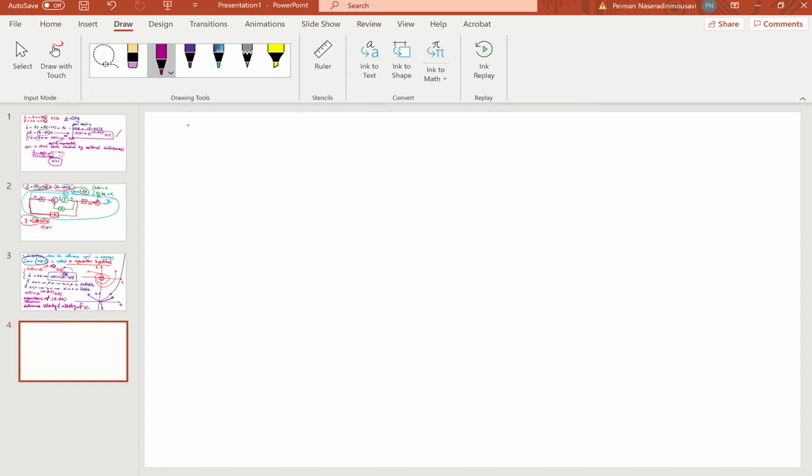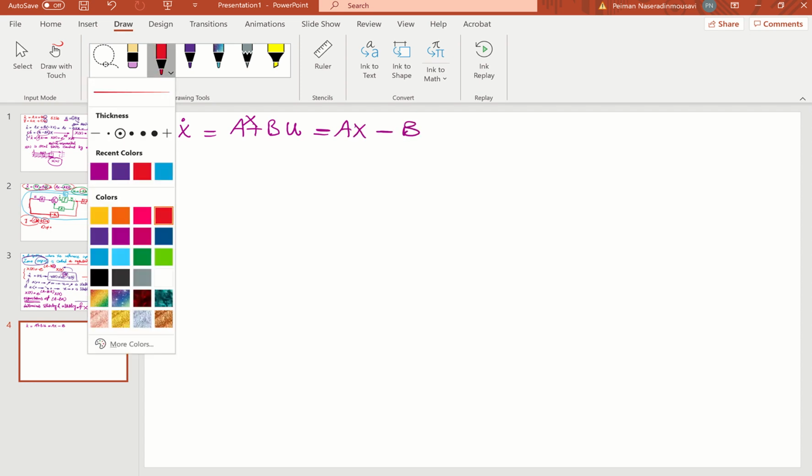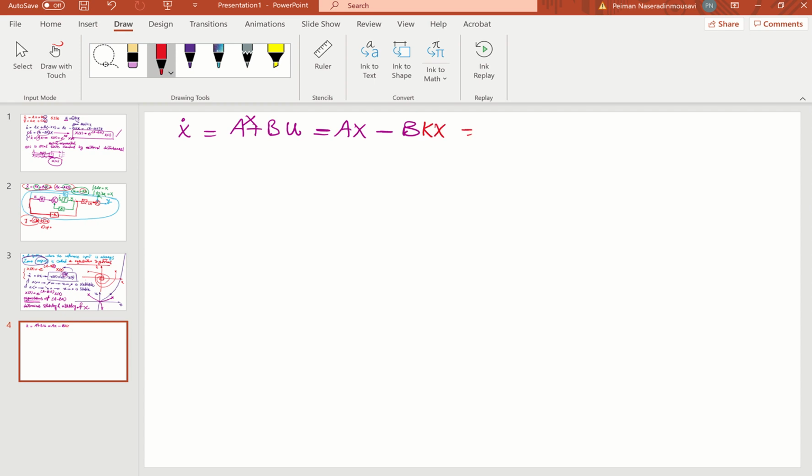So remember that x dot is Ax plus Bu. By using state feedback, u is -Kx, so we got this A minus BK in x. Or on the other hand, x dot, after applying the state feedback controller, is (A minus BK) x.